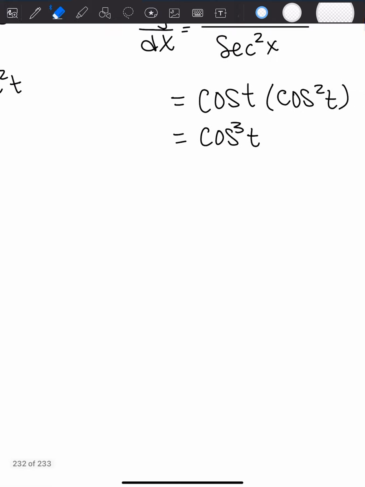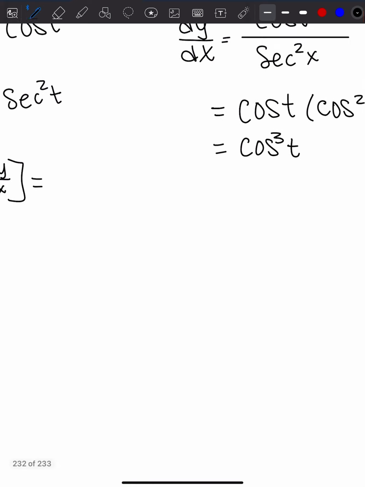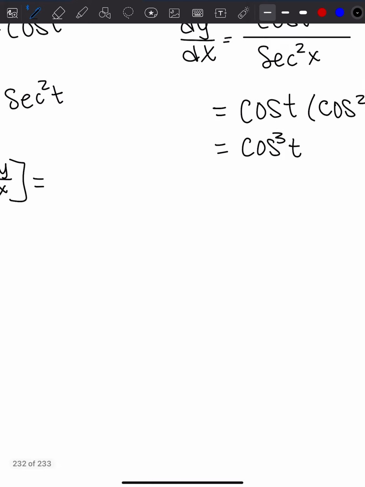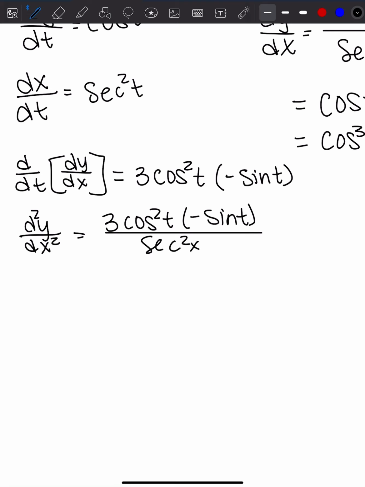So d over dt of dy over dx. So the derivative of our thing here, we have chain rule, we have cosine cubed, so we have 3 cosine squared of t times the derivative of cosine, which is negative sine. So the second derivative of y with respect to x is going to be 3 cosine squared t times negative sine t, all divided by secant squared.